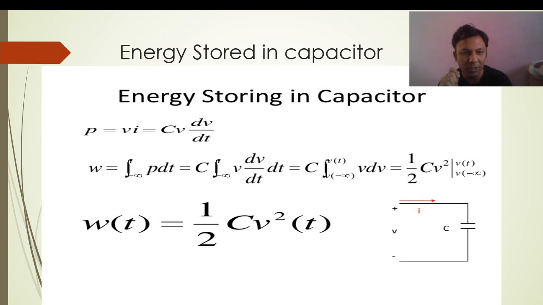Here is the explanation. You know that the power P equals V into I. For a capacitor, the current is C dV by dt, so P equals C into V into dV by dt. If you take the integration from infinity to t, it will become 1 half CV square.